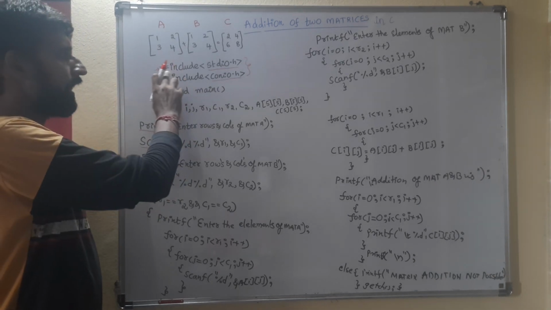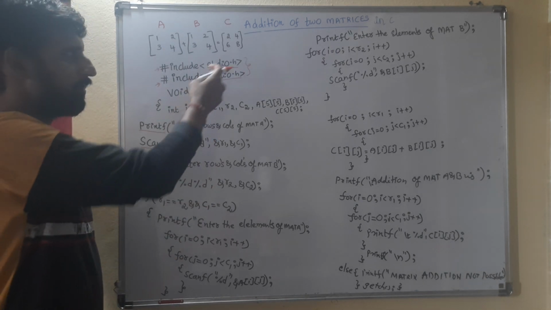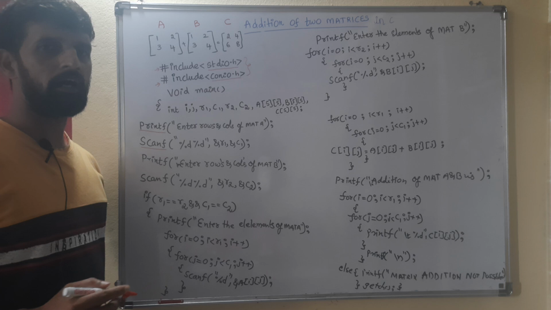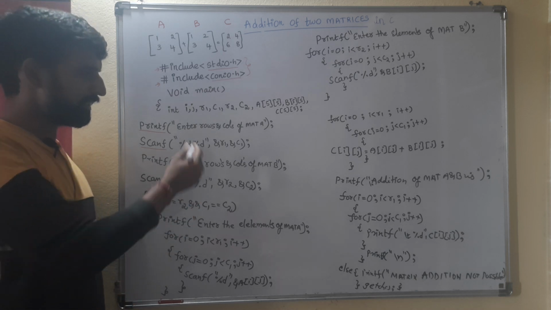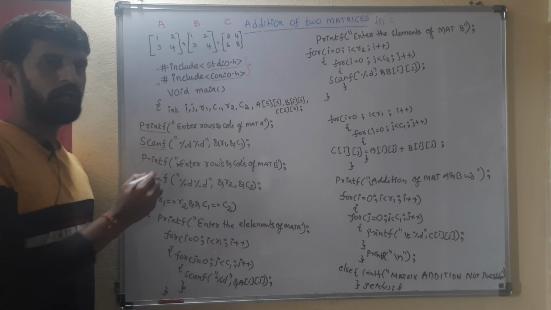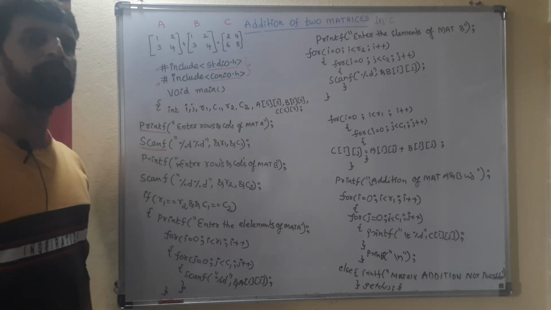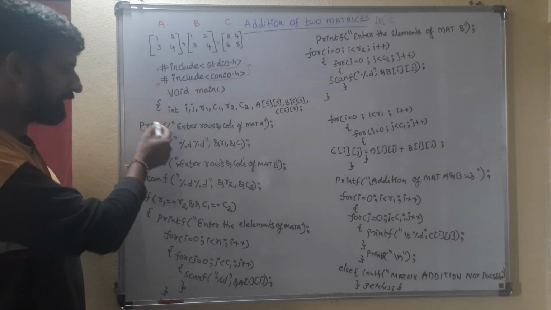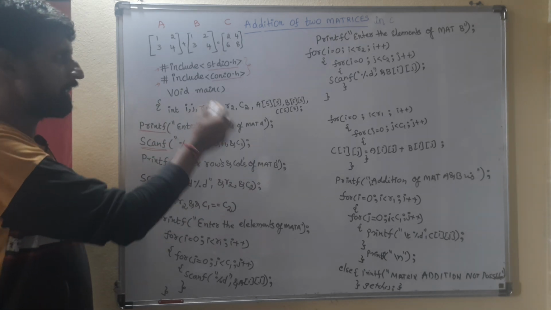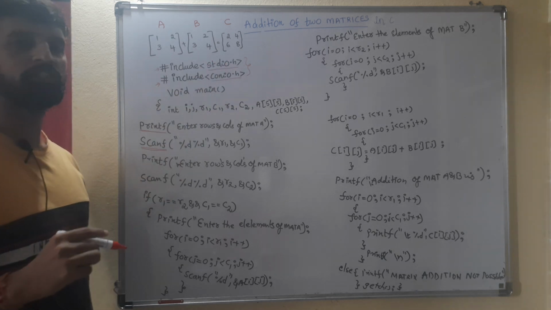So we are going to hash include stdio. What is this stdio? Standard input and output header file. In this program we are using printf, which is called the output function, and scanf, which is called an input function. That's why we used hash include stdio.h here.